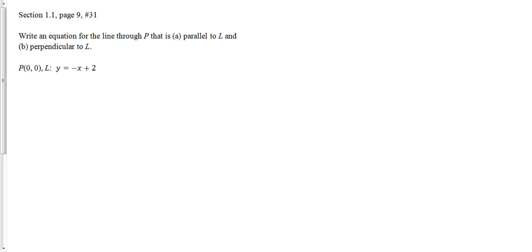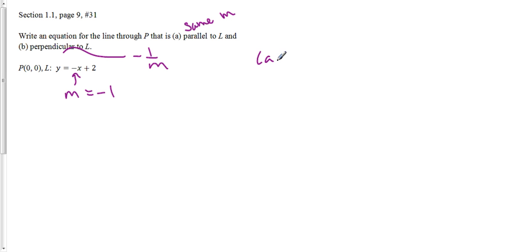So a key point here to drawing the equation for a line is knowing what the slope is. And I hope you remember that if a line is parallel to another line, they have the same m, and that if lines are going to be perpendicular, then the slope of that line is going to be negative 1 over m, where m is the slope of the original line. So the slope of our original line here comes from the equation y equals negative x plus 2, and that slope is going to be equal to negative 1.